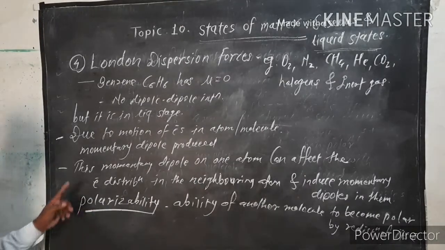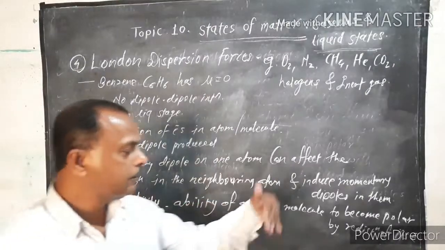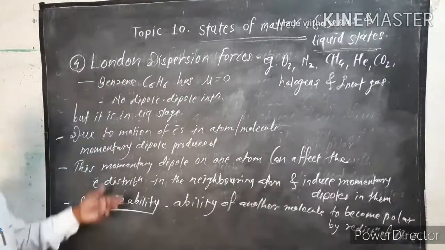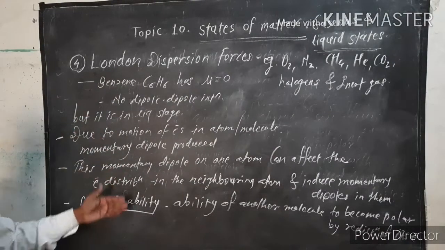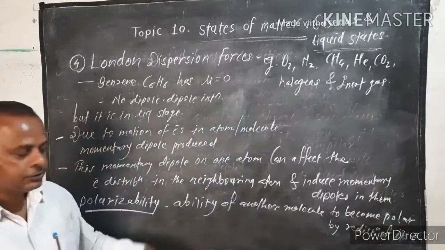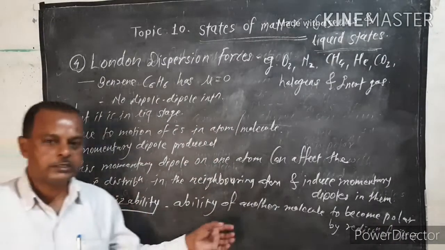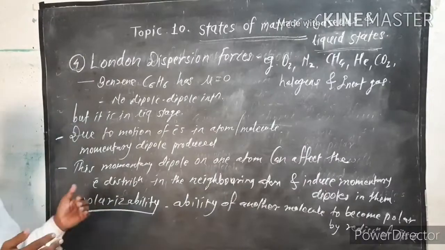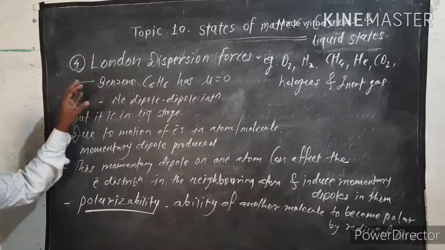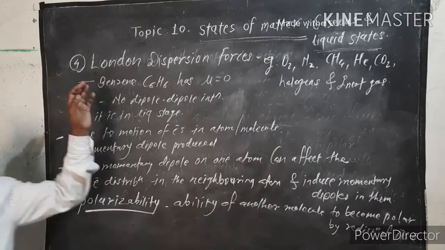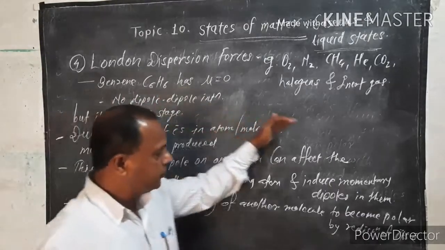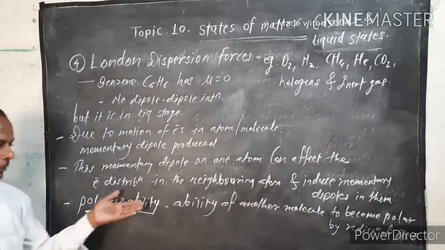Then here polarizability means the ability of another molecule to become polar by redistribution of its electrons. Okay. Here the polarizability factor also plays a role in this London dispersion process. That's the ability of another molecule to become polar by redistribution of its electrons. So electron density is redistributed. That is the way of the London dispersion process. Now, the London dispersion process plays an important role in boiling point. It can affect the boiling point of a certain substance.